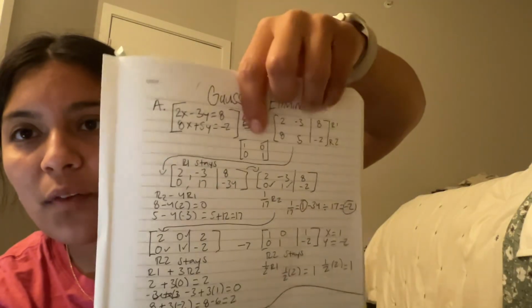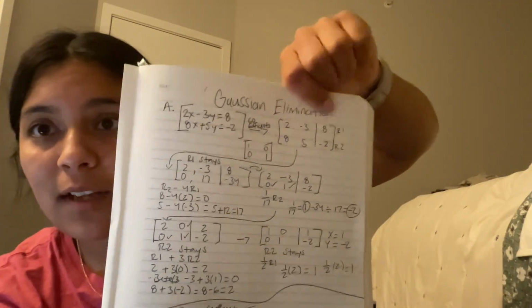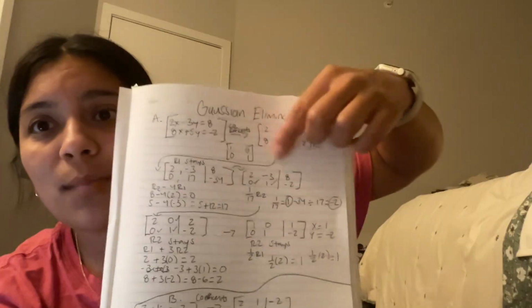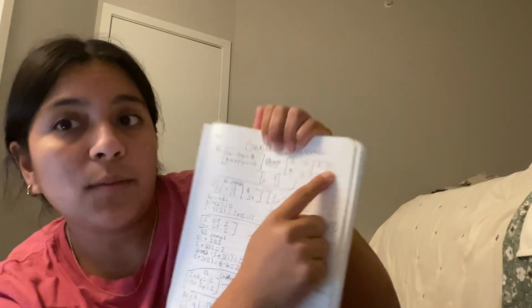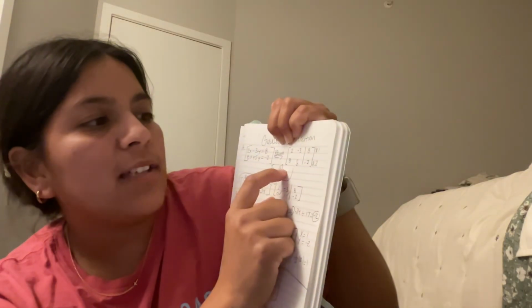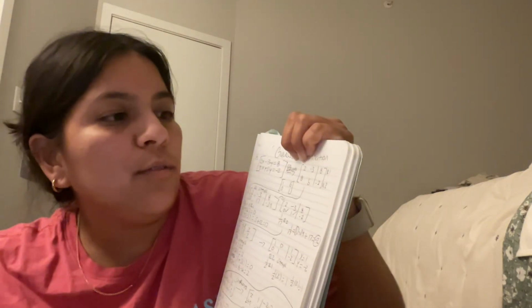Then we're going to move all the coefficients to another bracket by themselves, and this is going to be called the matrix. So we're going to have 2, negative 3, 8 in row 1. That's what the R1 stands for. 8, 5, and negative 2 for row 2. I do have some notes here that I'm referencing, and the questions too.